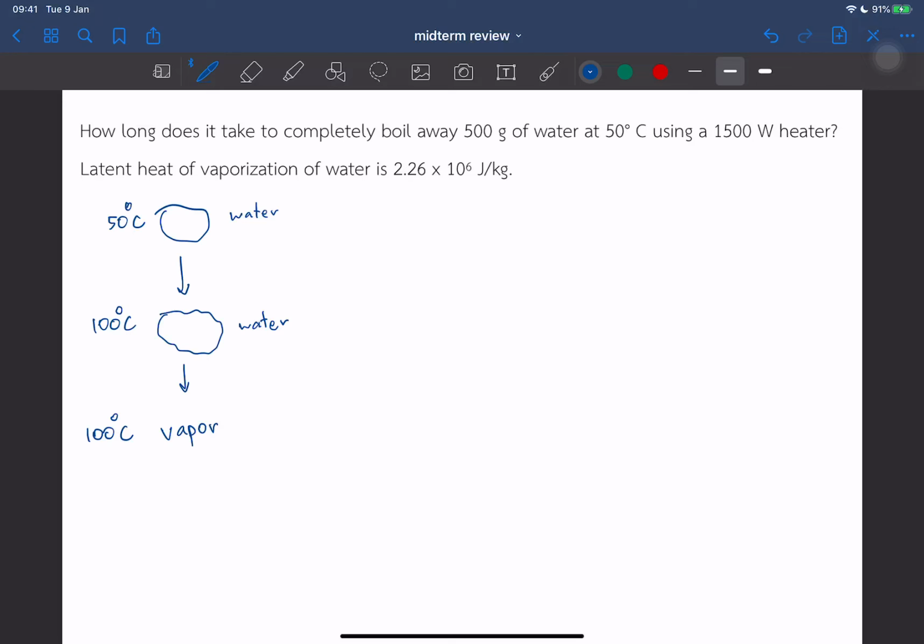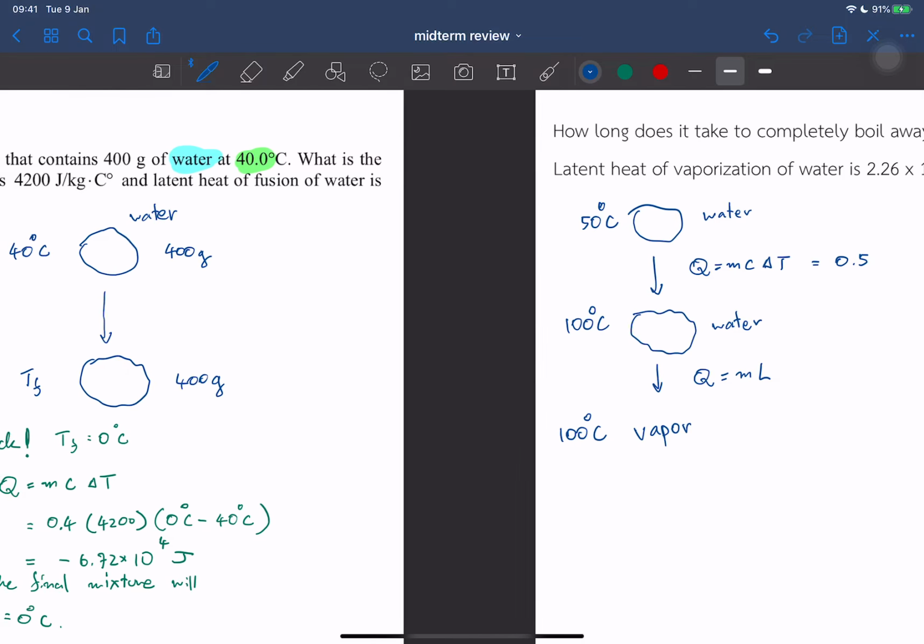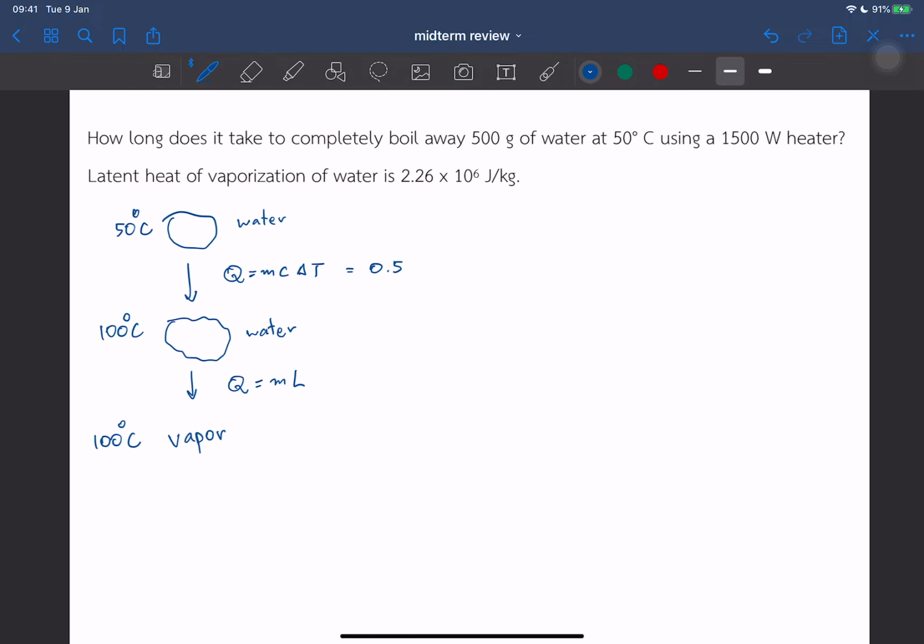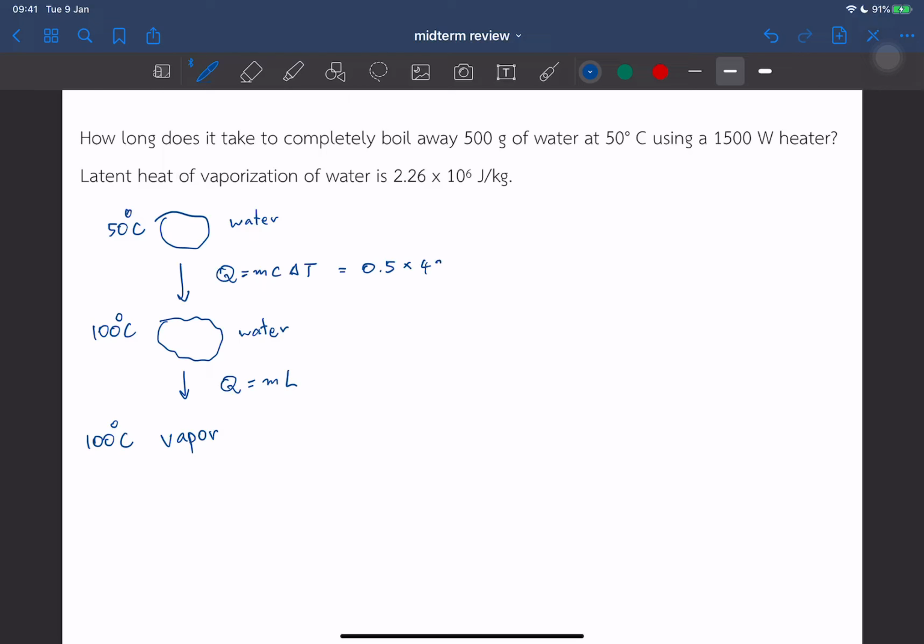So the first step is Q equal to MC delta T. And then the second step is going to be Q equal to ML, right? So nothing too crazy here. M is 0.5 kilograms. C is the specific heat for water. We need to either remember or go back and take a look at the number. And again, the midterm will be open book, right? So you can just look at the number in your lecture notes or anywhere you want.